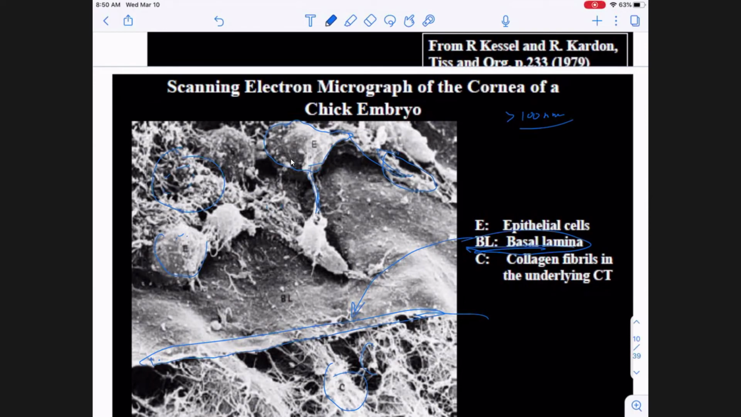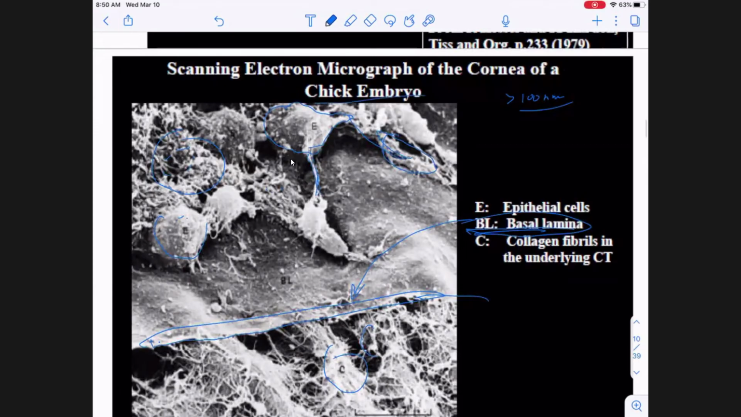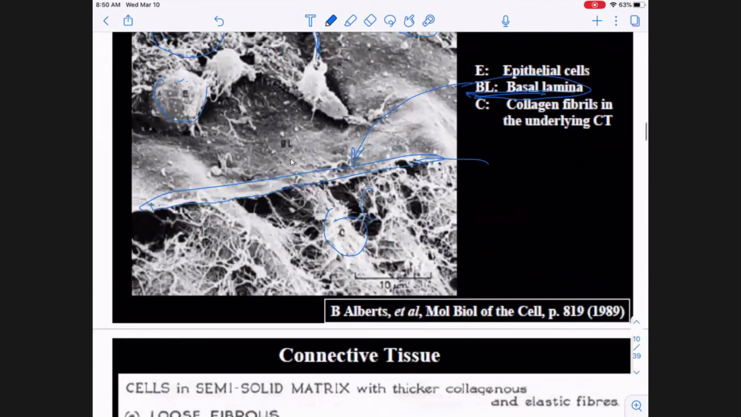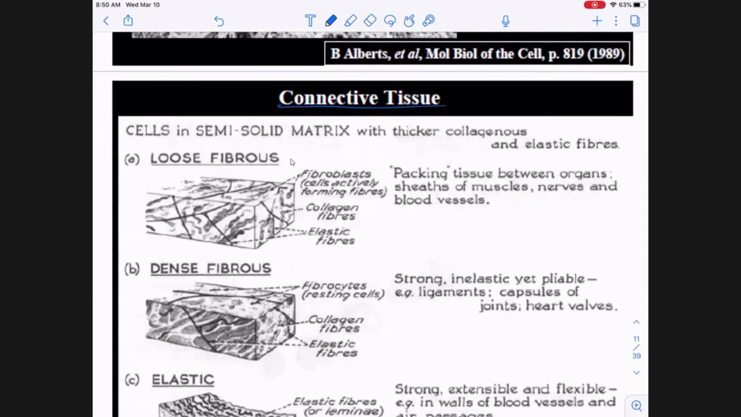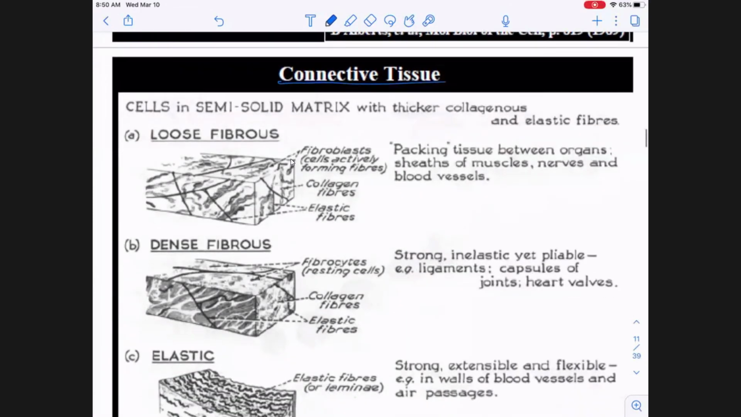And E is epithelial cell, right? It's really a beautiful structure. So here's more like connective tissue, and we have the connective tissue cells in a semi-solid. What kind of semi-solid? A gel-like structure with thicker collagen and elastic fibers.